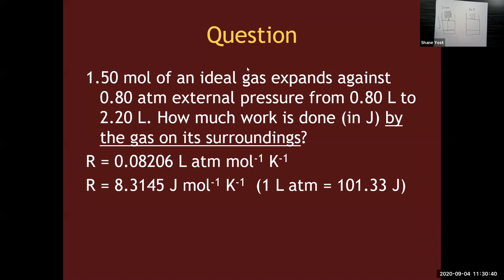All right. So for this problem, I have a constant pressure expansion against 0.8 atmospheres, from an initial volume of 0.8 liters to a final volume of 2.2 liters, and I have 1.5 moles of my gas. And I know it's a constant pressure expansion.